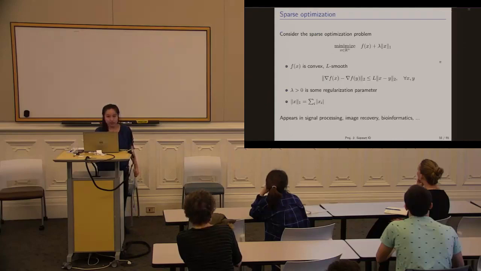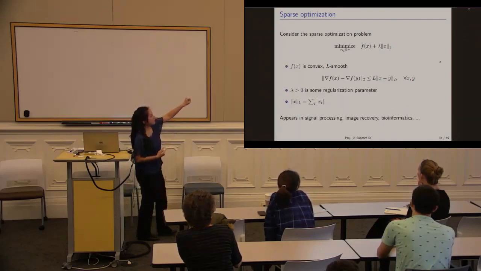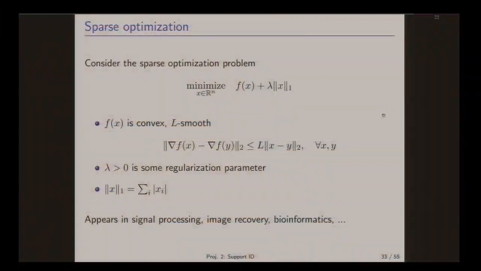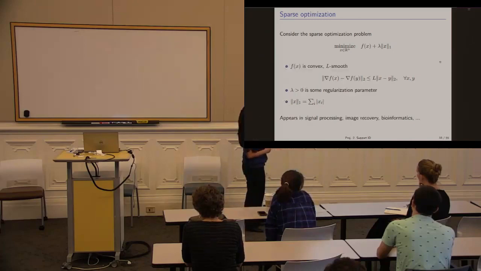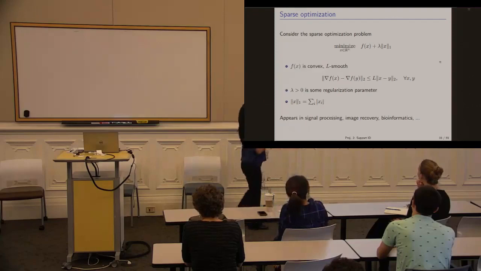The goal here is to solve a sparse optimization problem, which we frame as follows: f is a convex function and L-smooth, meaning that if x and y don't differ too much, the gradients can't differ too much. Lambda here is a regularization parameter provided by the application. The last term, the L1 norm, is the sum of the absolute values of x. Here f of x usually poses as a loss function, and this term is used as a regularization for model complexity.